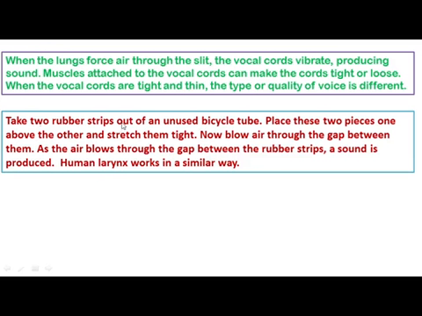Take two rubber strips out of an unused bicycle tube. Place these two strips one above the other and stretch them tight. Now blow air through the gap between them. As the air blows through the gap between the rubber strips, a sound is produced. The human larynx works in a similar way.